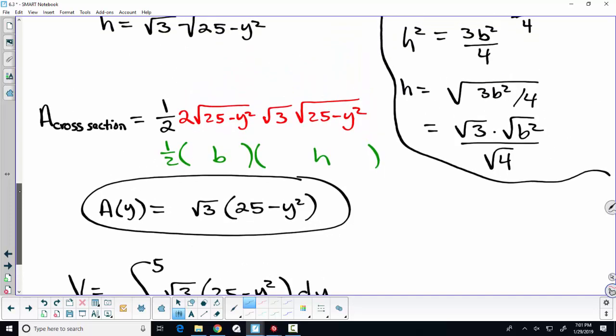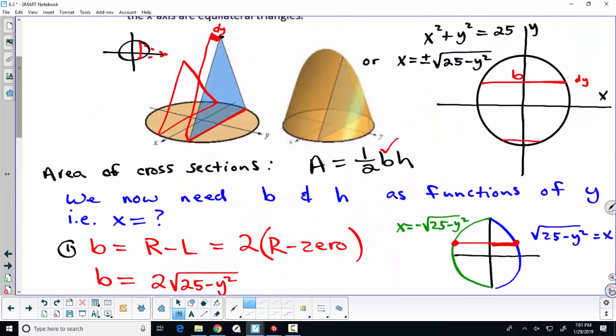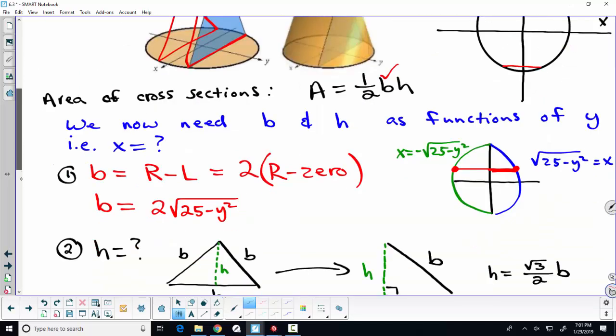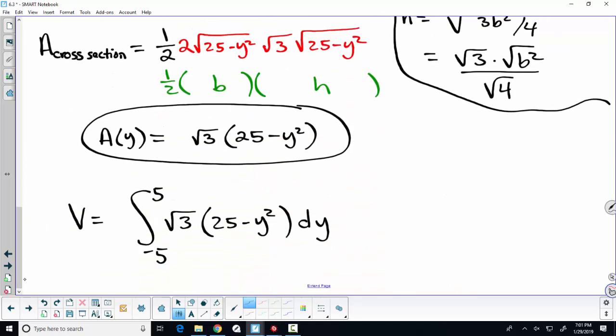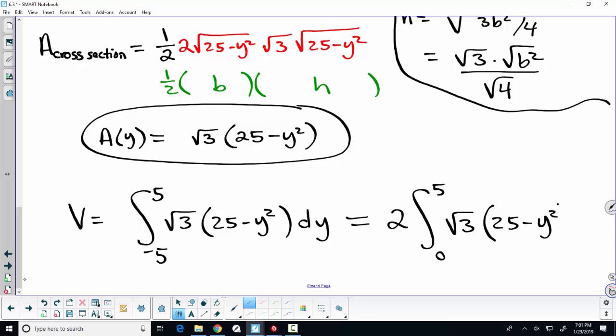Honestly, what I would do is, since we can find the volume of this top half and then double it because it's symmetric, that's what I would work with, just so one of your lower bounds is easier. So that's just equivalent to saying twice the volume from 0 to 5. Whichever one you want to use, it doesn't matter. It's the same volume. Let me write that up here.